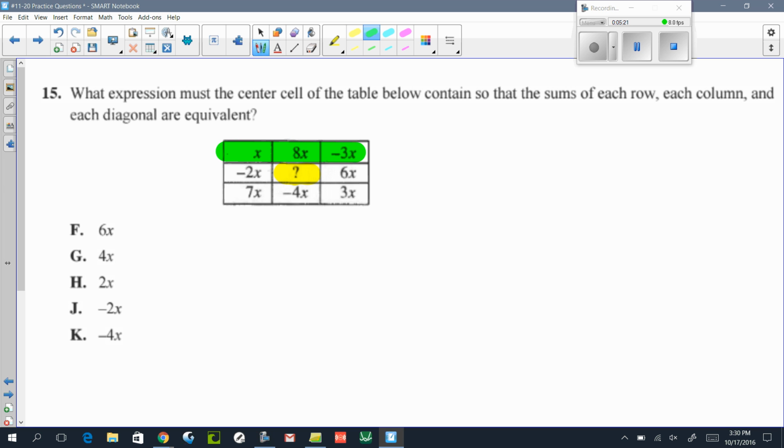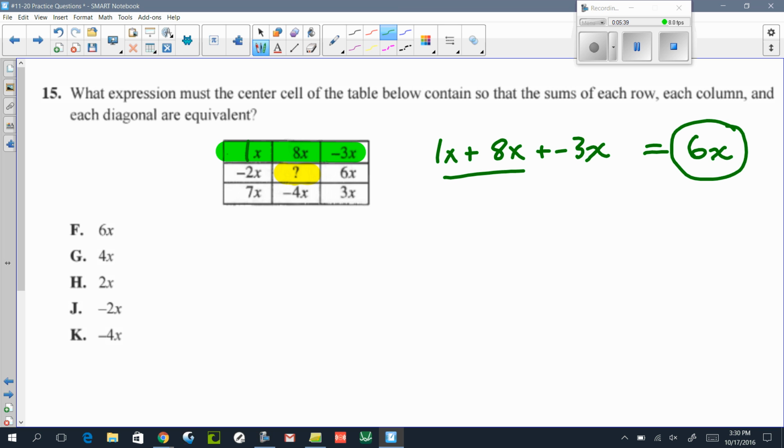If I look at this completed row and add all of these up, I have 1x and 8x and negative 3x. So 1x plus 8x plus negative 3x, that would be 9 minus 3, which is 6x. So all of these rows and columns, whether we're going up and down, across, or diagonally, have to be 6x. If I erase some of that mess I just made, I can see that in order for this to be 6x, if I have 6x right here, I want these two to add up to 0. So the center has to be 2x.